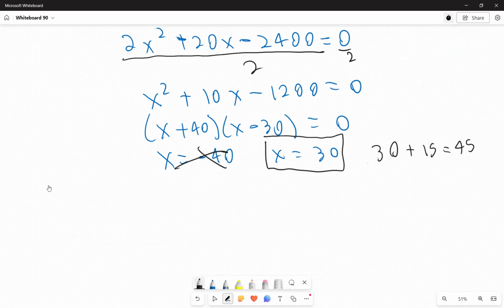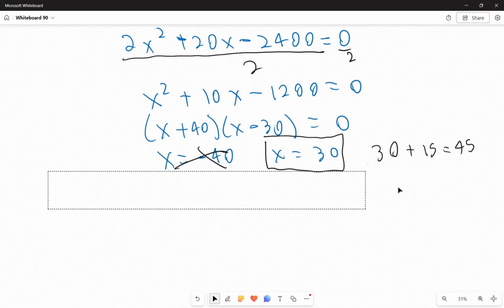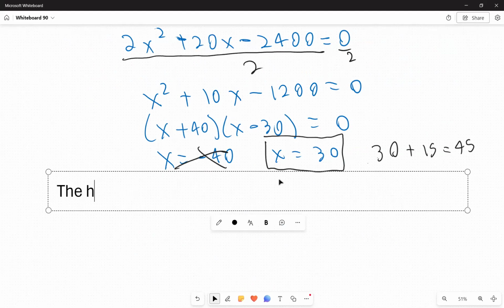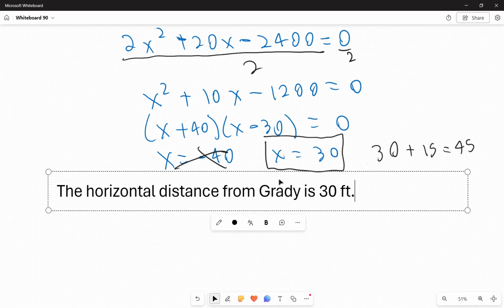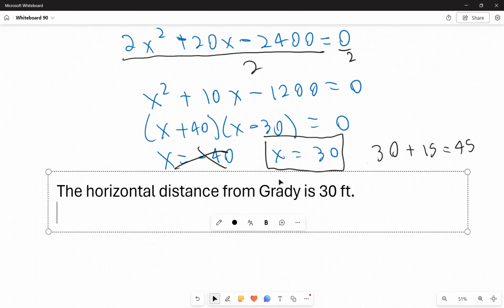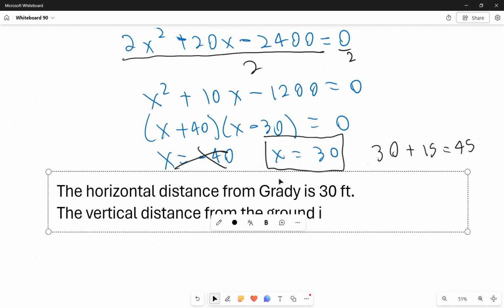And the horizontal distance from Grady is 30 feet. And the vertical distance from the ground, for the height, is 45.